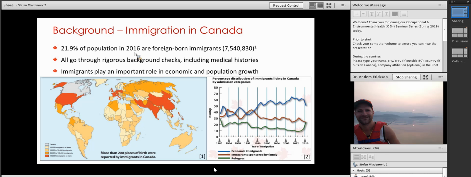The figure on the left shows the countries where most of the immigration happens. In darker red, we have China, India, Pakistan, Iran, the US, parts of Western Europe, and the Philippines. The figure on the right shows the three different categories of immigration to Canada. The blue line refers to economic immigrants, the red line are those sponsored by family, and the green line are refugees. You can see these over time from 1980 up to 2016.